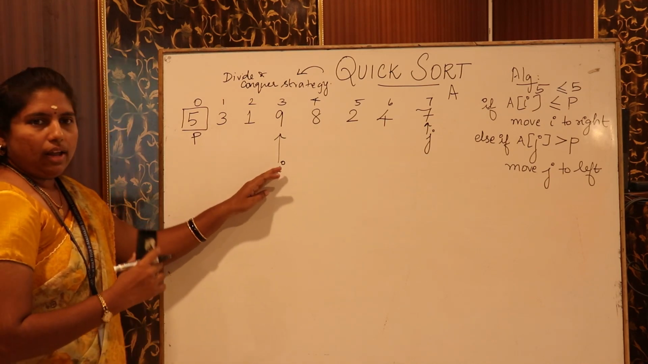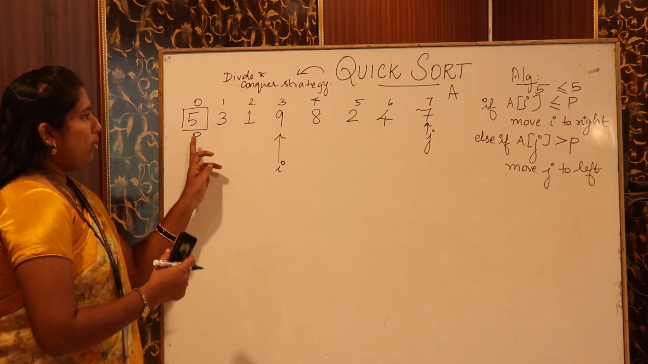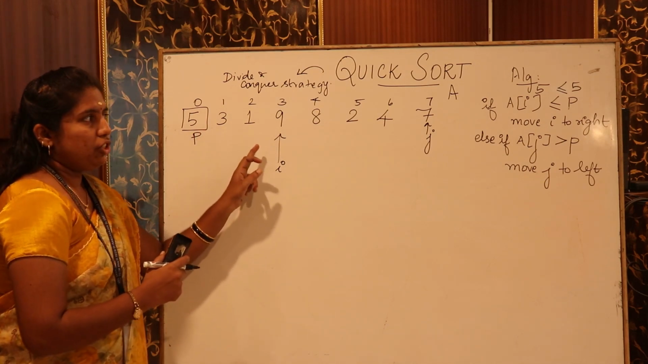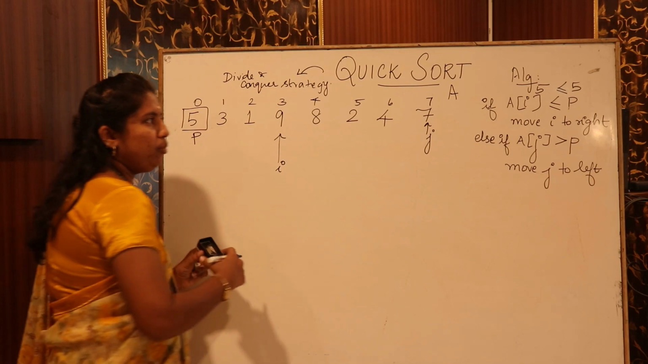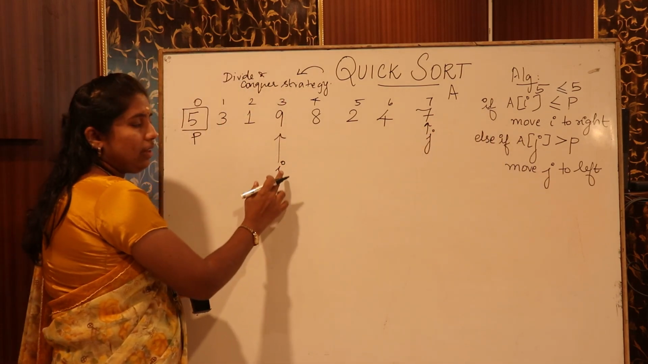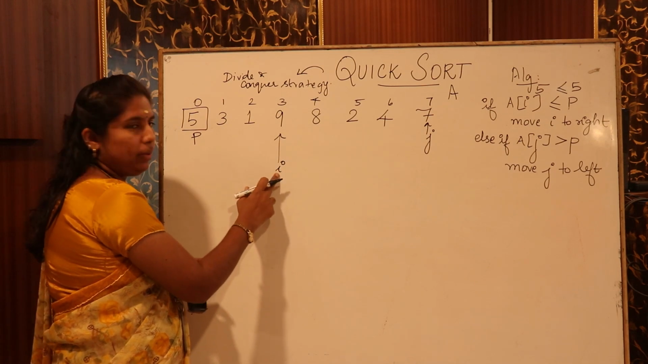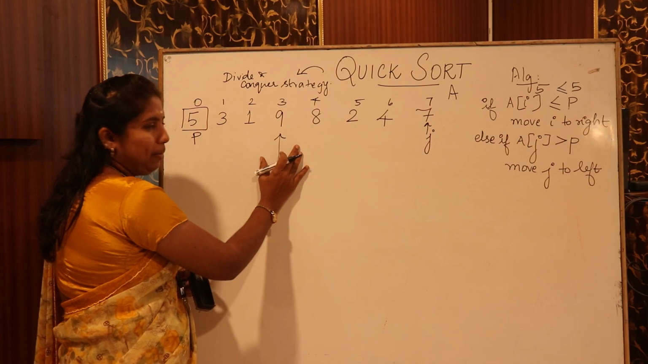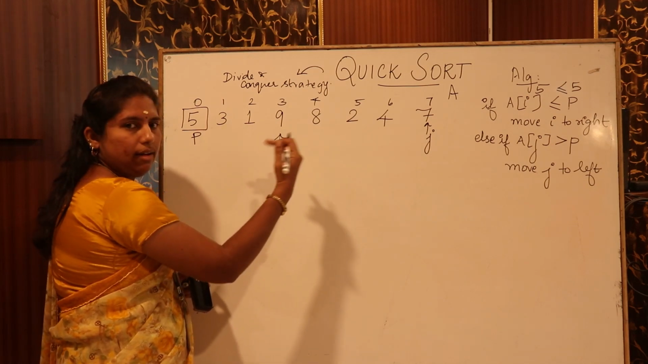So again I have to check this condition, whether A of I is less than or equal to pivot, but the condition becomes false, so we will not be moving to this line. So automatically we will be stopping this I. As I told you, this I will be working as a start pointer, so we will be stopping this process at present. So we will move on to the right side.